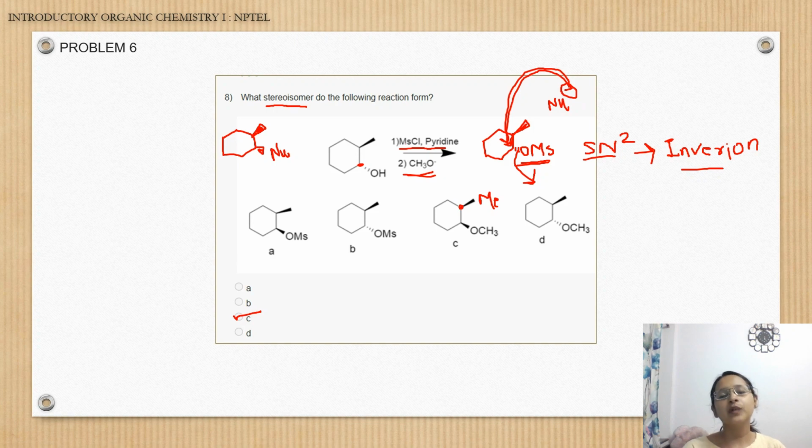Why is this OH getting protected? Why not eliminate this first step, guys? And why not do the second step directly on this particular alcohol? Can anyone tell me why we are protecting this alcohol? Why is there a need to protect the alcohol and then do the SN2 reaction? Can we do the direct SN2 reaction on this alcohol? Can anyone tell me?